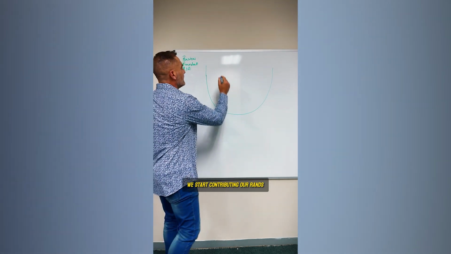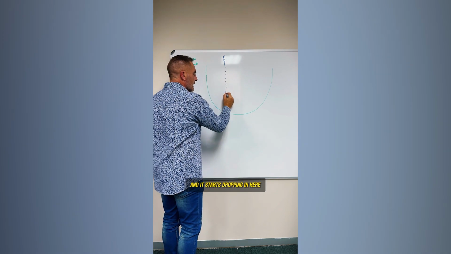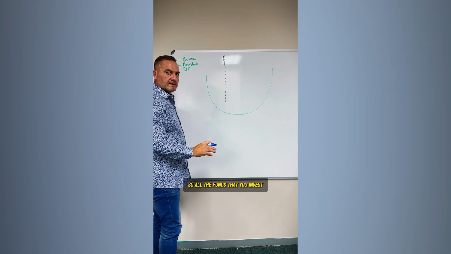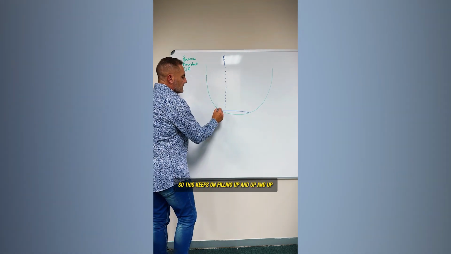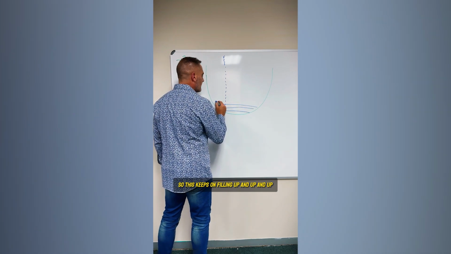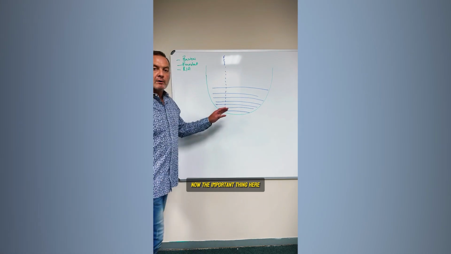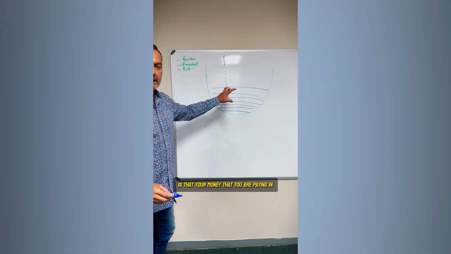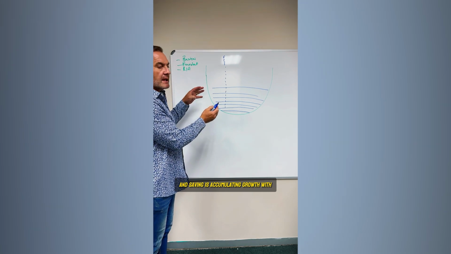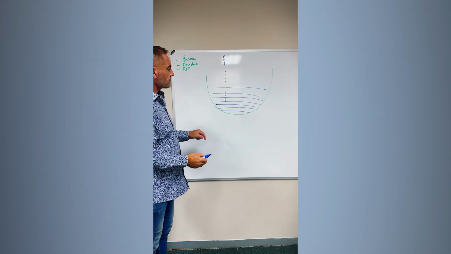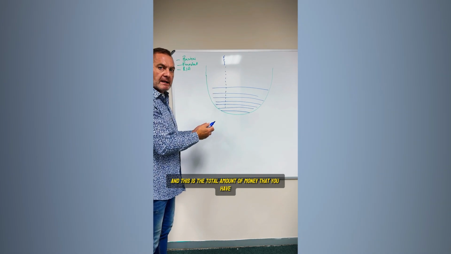We start contributing our rands and it starts dropping in here. So all the funds that you invest goes into this investment and starts filling up. So this keeps on filling up and up and up, and your investments gets bigger and bigger and bigger. Now, the important thing here is that your money that you are paying in and saving is accumulating growth with whatever is happening in the portfolio. And this just keeps on growing. And this is the total amount of money that you have.